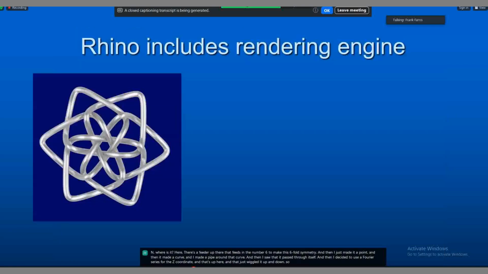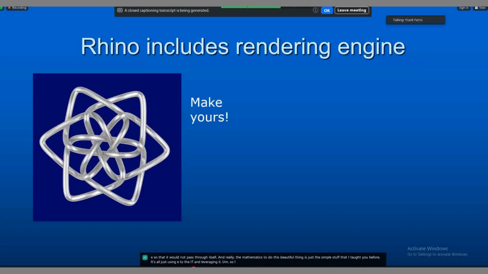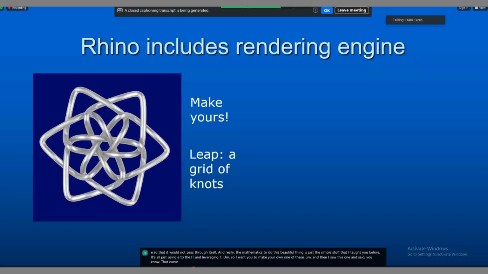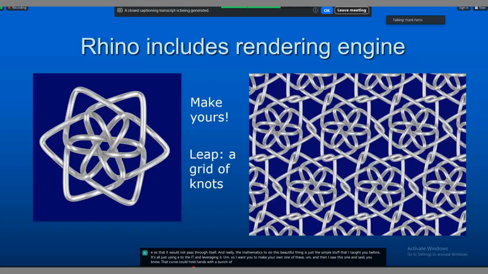So I made this curve so that it would not pass through itself, and really the mathematics to do this beautiful thing is just the simple stuff that I taught you before. It's all just using e to the it and leveraging it. So I want you to make your own one of these, and then I saw this one and said, that curve could hold hands with a bunch of neighbors, and it could become a grid. And I wiggled them enough so that they linked with each other.